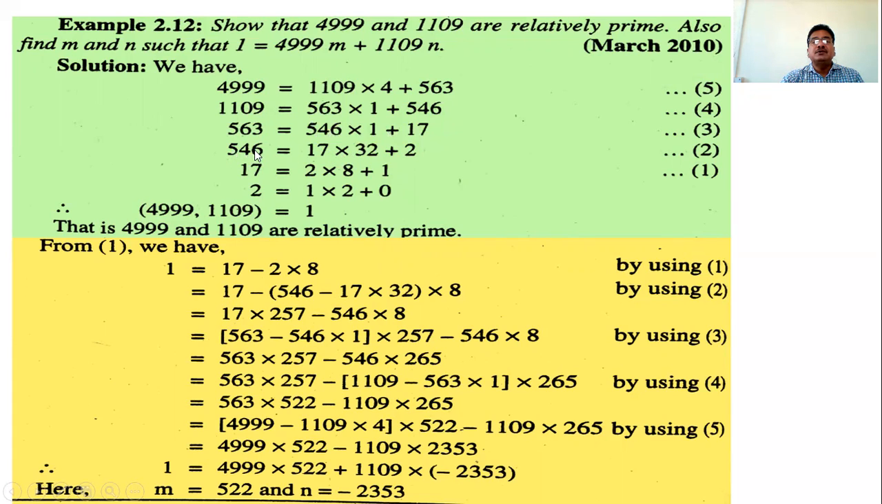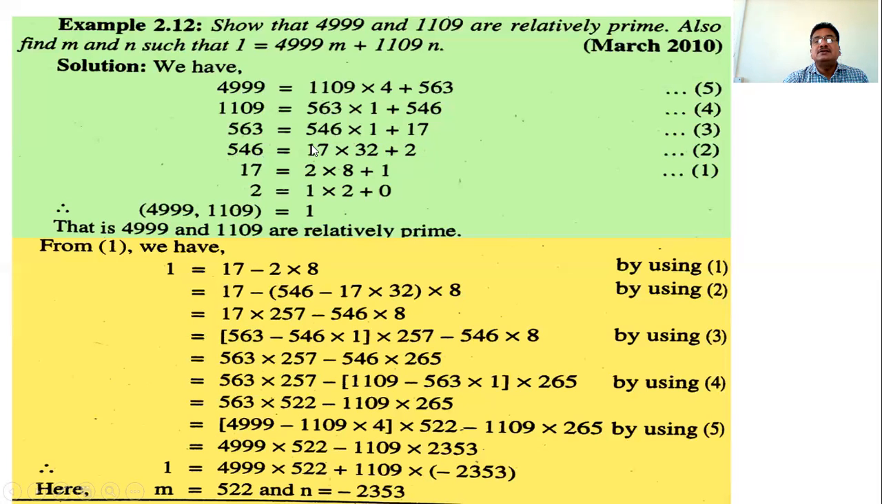If we divide 546 by 17, then on the calculator the answer is 32 point something, and then write 32 as the quotient, and then 546 minus 17 into 32, the answer is 2, that is the remainder.